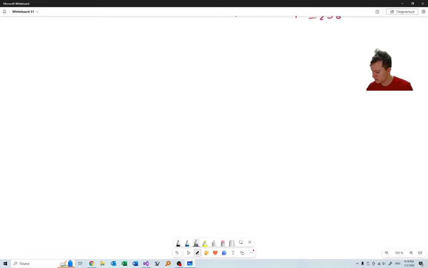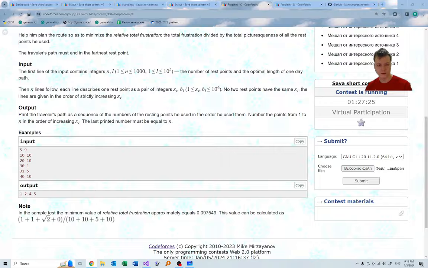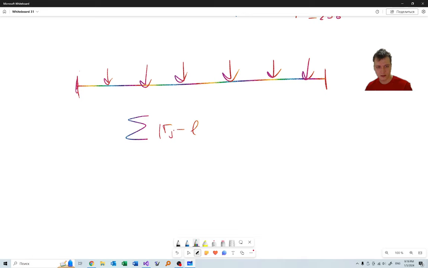So, we need to find a subset of all possible points here, such that the sum of Rj minus L, the sum of Rj minus L apps square root over the total picturesqueness is maximized.